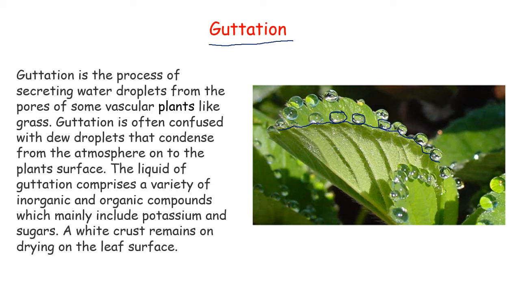So guttation is the process of secreting water droplets from the pores of small vascular plants such as grass.